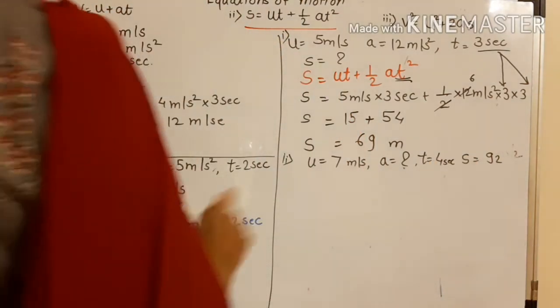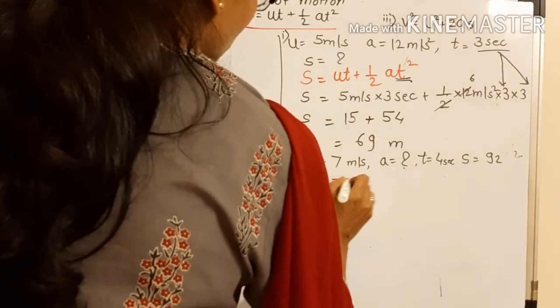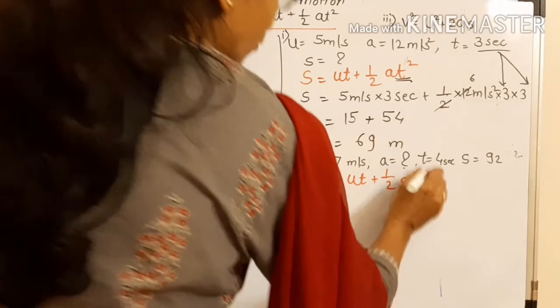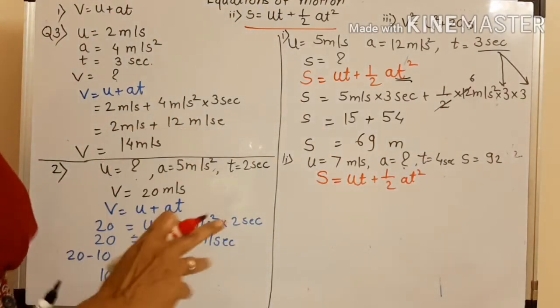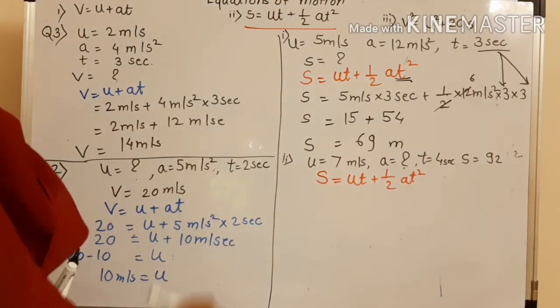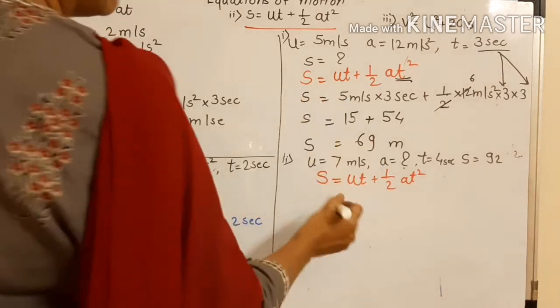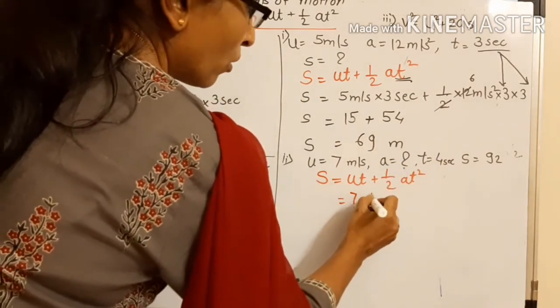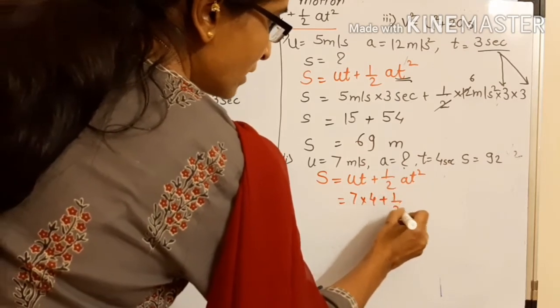Write down the formula again. S is equal to ut plus 1/2 at square. Write the formula. S is equal to ut plus 1/2 at square. Second step, you substitute the values. What is u? 7. T here 4 plus 1/2 as it is.